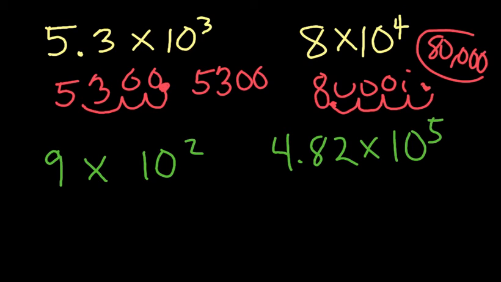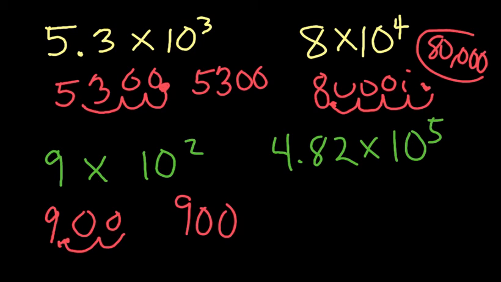Okay, look at the next one. 9 times 10 to the 2nd. That's the whole number 9. There's the decimal. I need to move 2 spaces because of the 2. So 1, 2, fill in with zeros. That's 900. Okay, and the last one, 4.82 times 10 to the 5th.